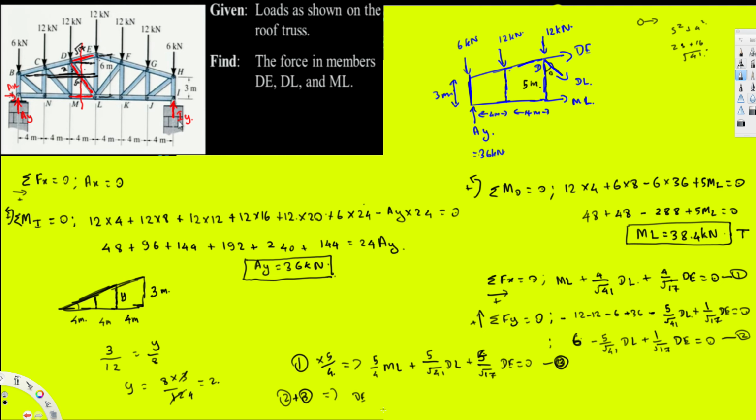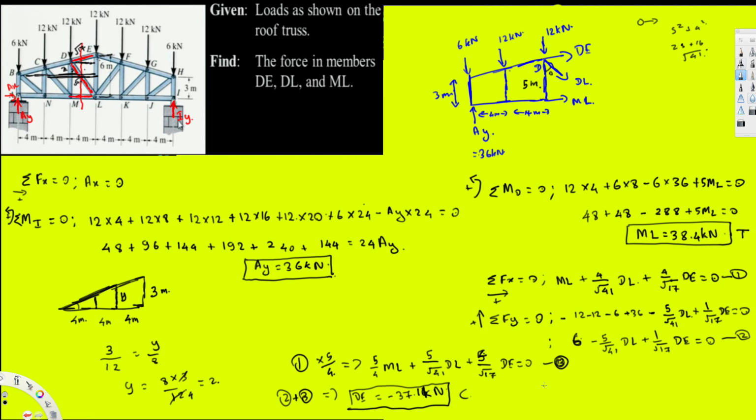If you solve this one, dE comes out to be negative 37.1 kilonewton. Since the answer is negative, that's going to be compression. After you solve the dE, what you can do is simply substitute dE in the equation, and you can find the dL.